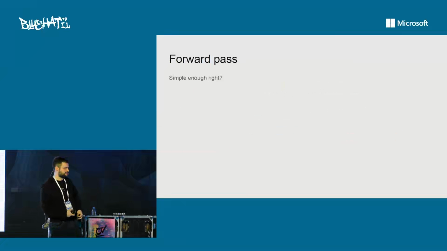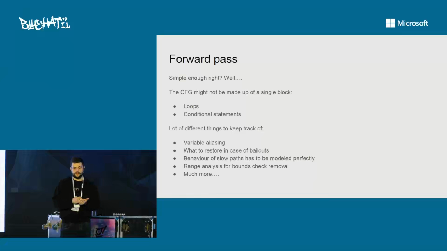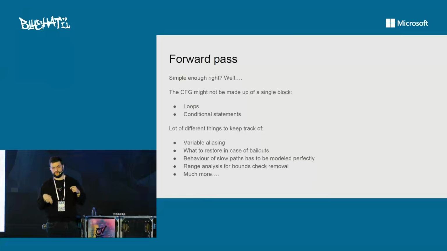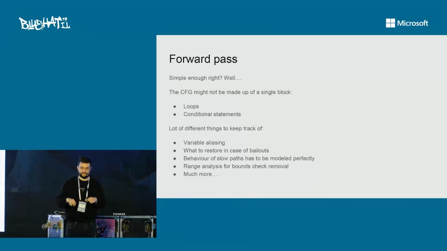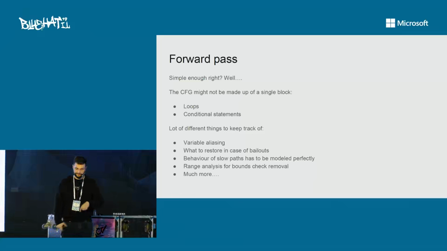So the forward pass sounds simple enough, right? Well, the truth is all the examples I showed you are really simple because there's only one block in reality. JIT code has to deal with complex constructs in terms of CFGs, such as loops, because loops have information that is true only the first time you run it, before you run the loop body, and then you have information that is also true for all the subsequent iterations of that loop because you run the body once. You have conditional statements, which introduce multiple blocks where only one is taken. And you have a lot of different things to keep track of.